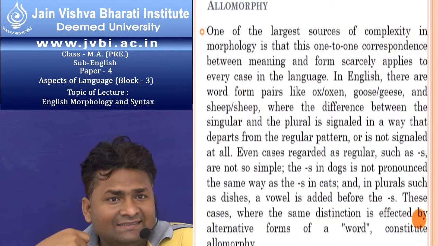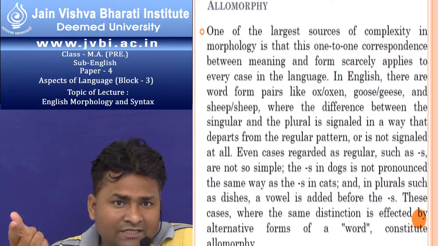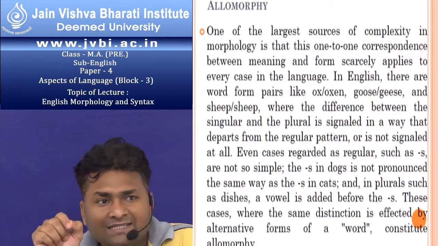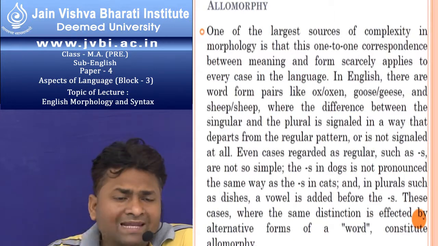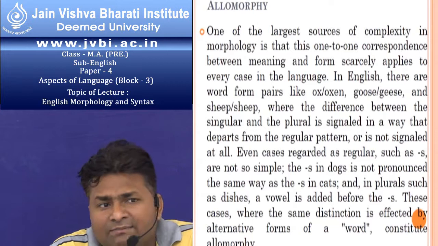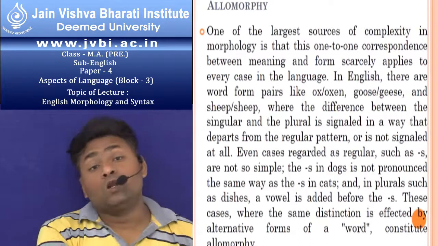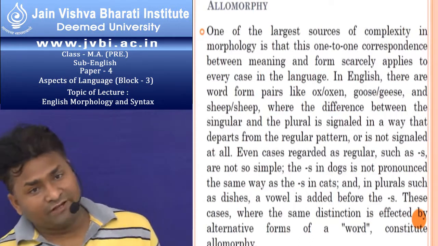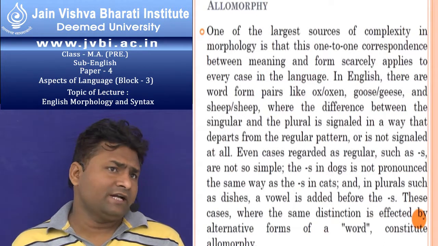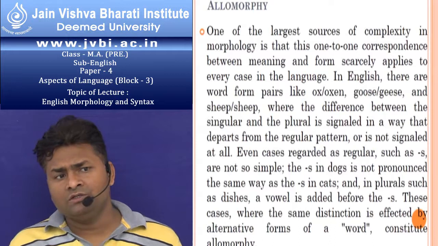Even cases regarded as regular such as S are not so simple. The S in dogs is not pronounced the same way as the S in cats. And in plurals such as dishes, a vowel is added before the S. These cases where the same distinction is effected by alternative forms of a morpheme constitute allomorphy. That is allomorphy actually, because there is a distinction, and that distinction is alternative. It is decided automatically, and that constitutes a new branch, that is allomorphy.